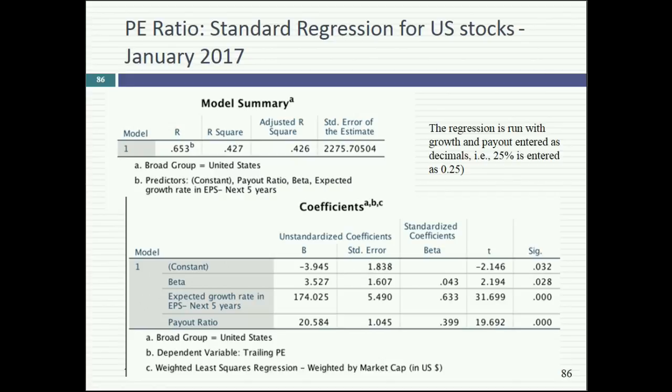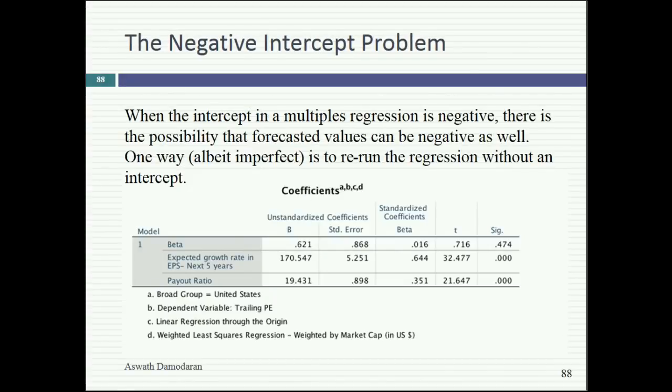If any of you used a statistics package like Minitab or SPSS or SAS, when you run a regression, there's actually an option that allows you to set the intercept to 0. It's usually not a good idea to do it because it forces your regression through the origin of it. But if you do that, here's what you get for the PE ratio. This is same regression with the intercept set to 0. I get a regression of PE ratio against beta, growth, and payout, and beta now becomes statistically insignificant when I force it through the regression.